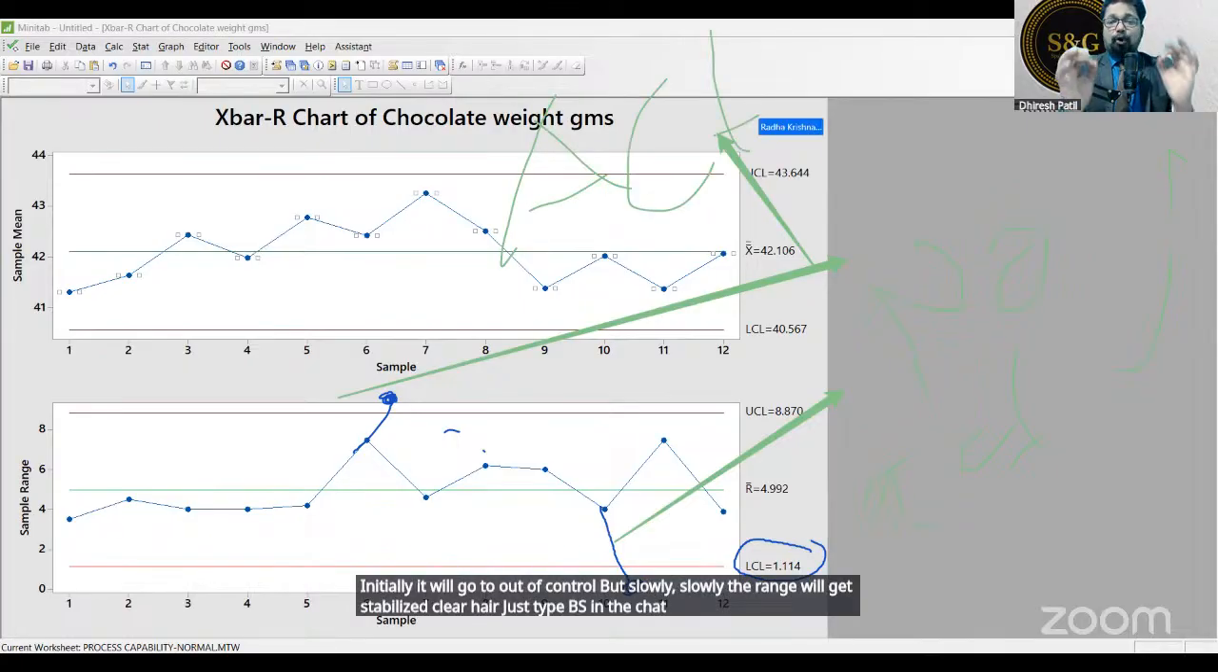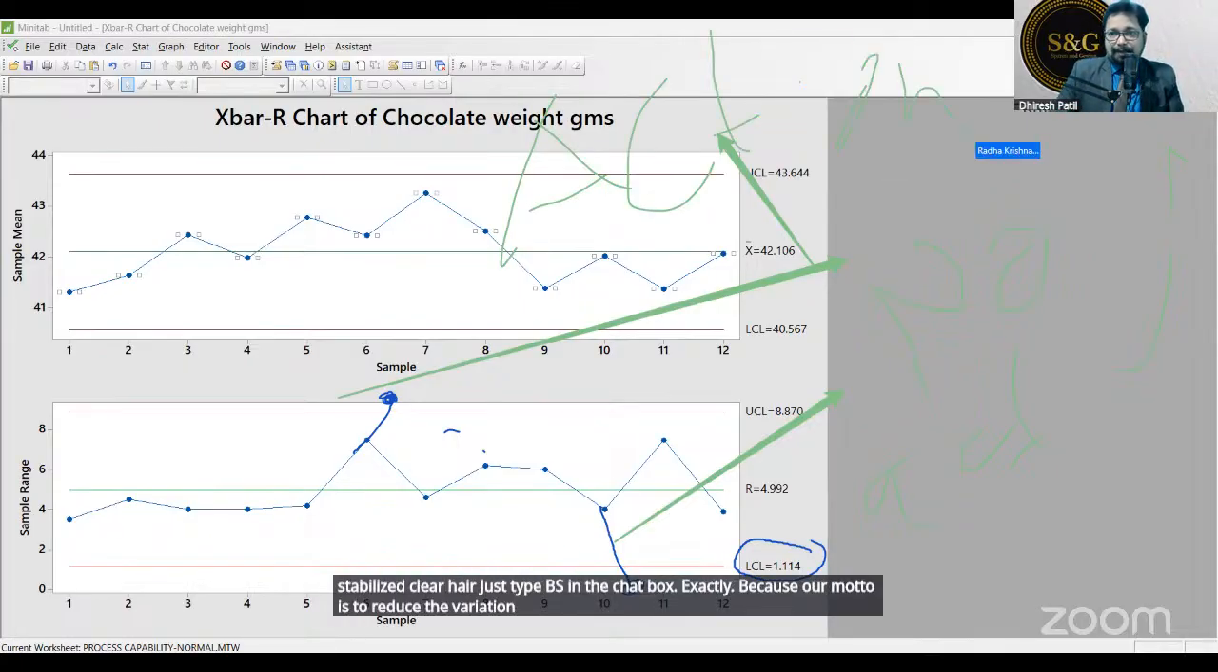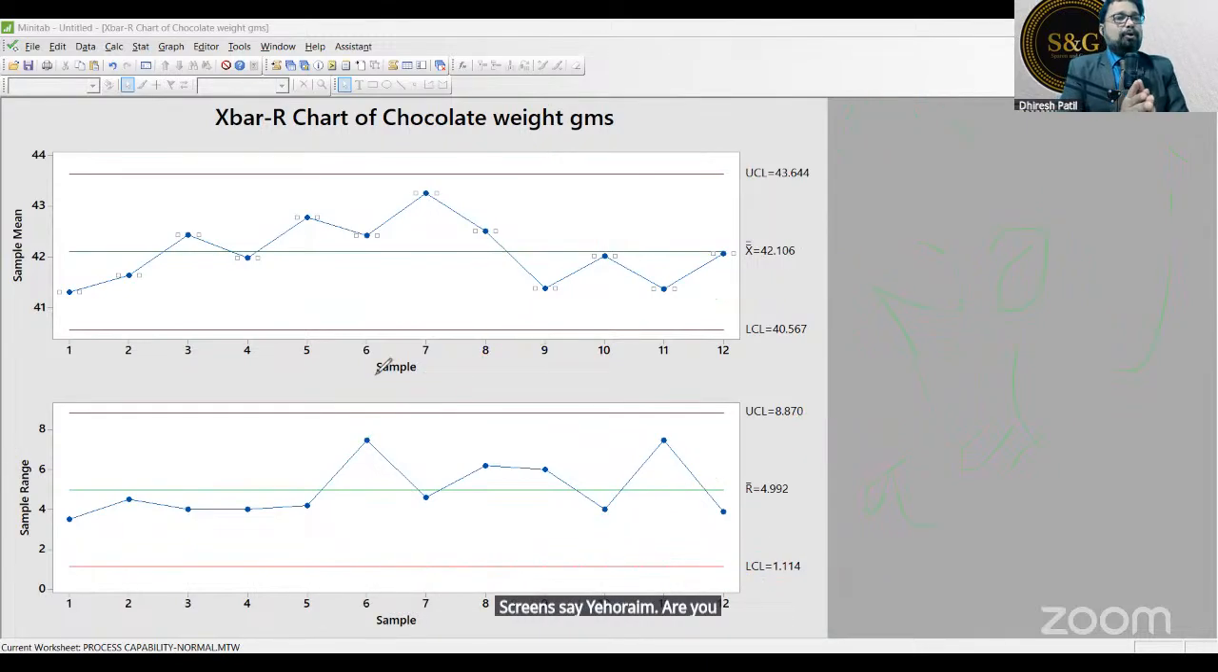Exactly, because our motto is to reduce the variation. Who is doing this, brother? Radha Krishnan ji, I think it is happening from your screen. Are you clear? Just give me yes in the chat box. Did you understand? That's it.